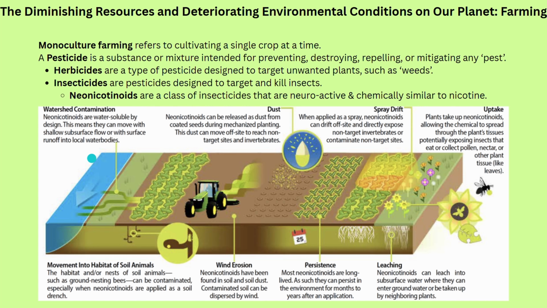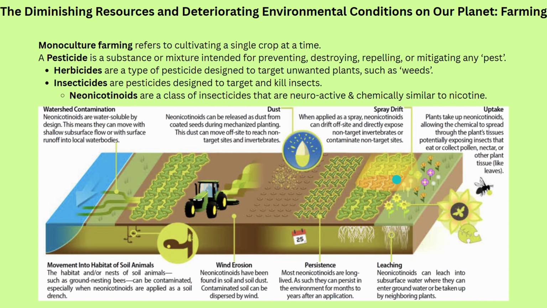Because these chemicals are inherently water soluble by design, any substance on the surface can flow as runoff into bodies of water. Also, these chemicals can be released as dust coating seeds during planting. This dust can reach off-target sites and non-target invertebrates. Lots of times these chemicals are sprayed, and when they're sprayed, that has a chance of targeting and exposing non-target areas and invertebrates. When these chemicals are applied, and especially when they get into non-target areas, the plants then take them up into different parts of the tissue, and they can be put into pollen or nectar or other tissues such as leaves, which other non-target or direct target insects then consume and affect the ecosystem.